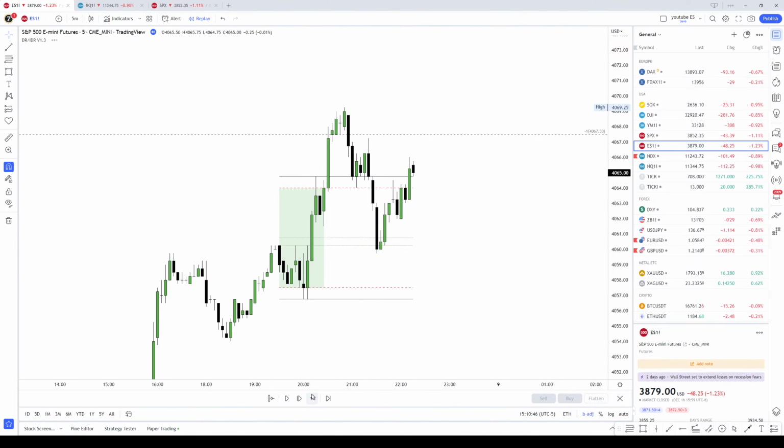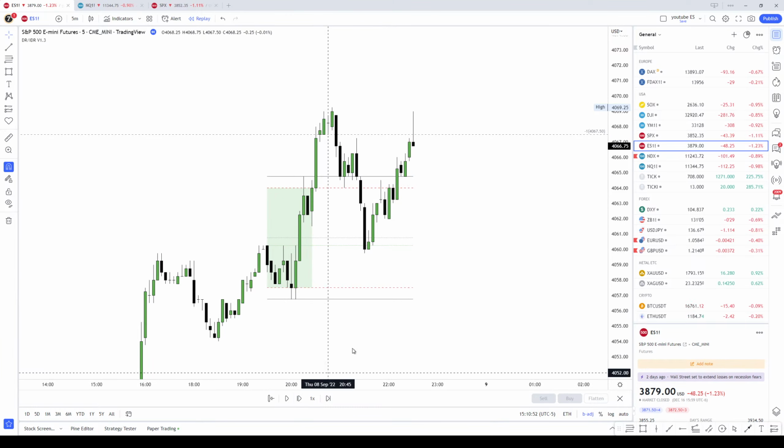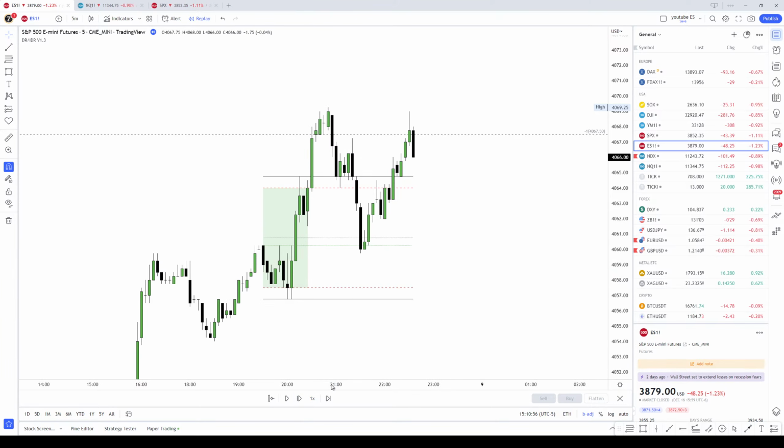Closing the second one now, closing above DR, getting rejected from the DR, leaving another volume imbalance over here. So this trade would have worked out. I didn't take it because I didn't like to close below and then return, but that could be one.